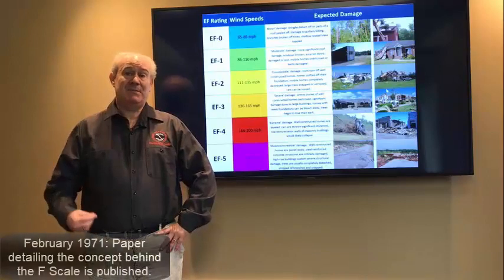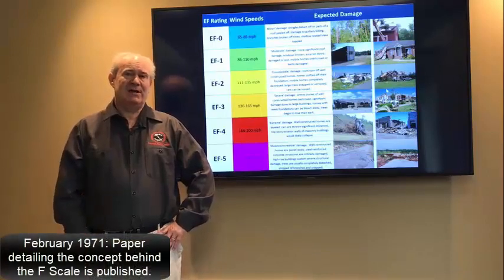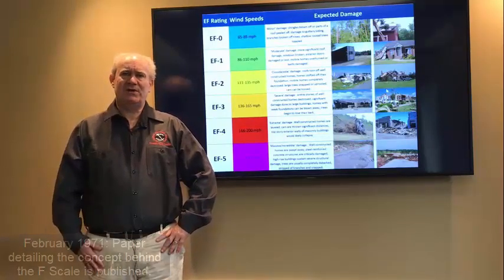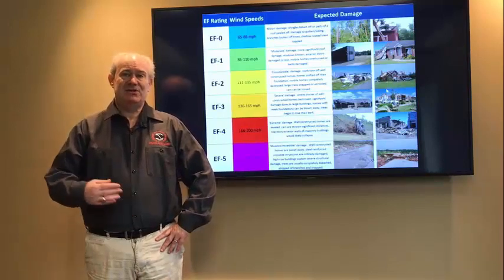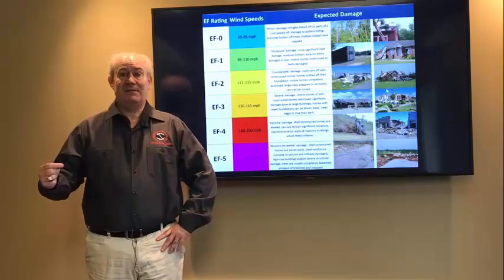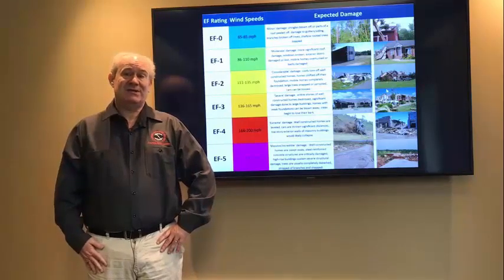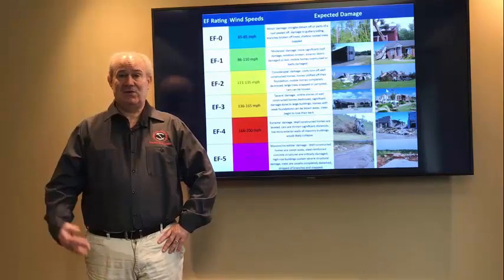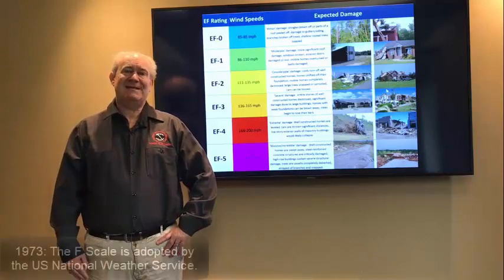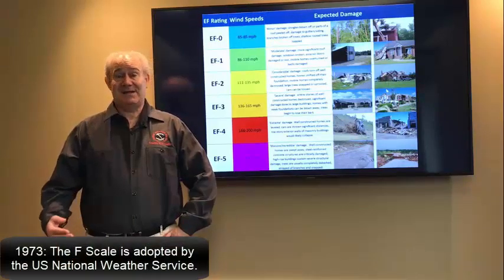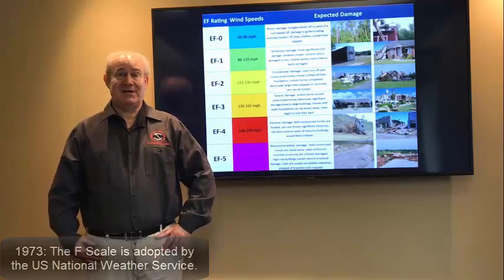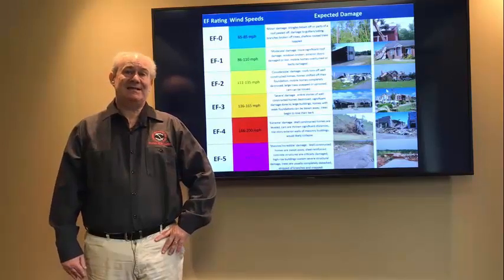Eventually, he published a paper in 1971. It was based on the Beaufort wind scale, on the damage that he figured from the pictures that he took and the measurements that he took, and turned them into a scale. That scale is known as the F scale and was adopted in 1973 by the National Weather Service as the gold standard for estimating damage.